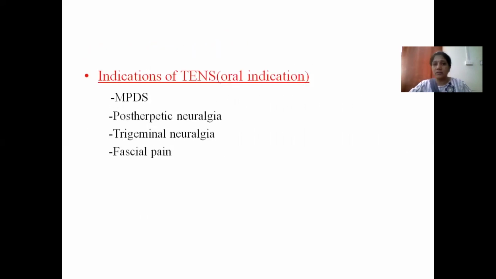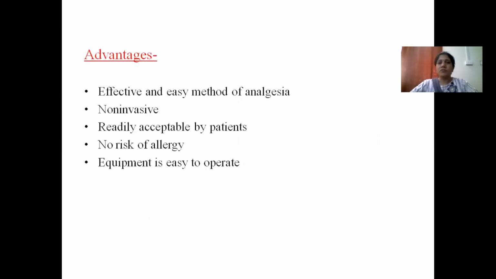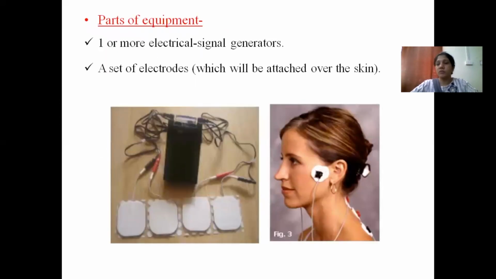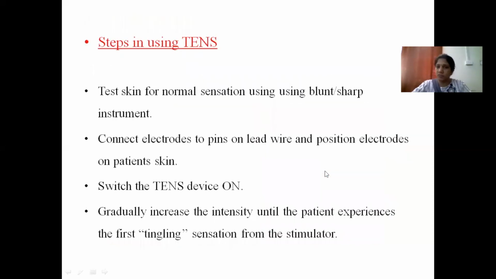It is not only for MPDS, it is also given for postherpetic neuralgia, trigeminal neuralgia, as well as other facial pain. There are certain contraindications and advantages. Now, we will first shift to the parts of the equipment. This is the patient, and the electrodes are placed on the muscle which is involved.